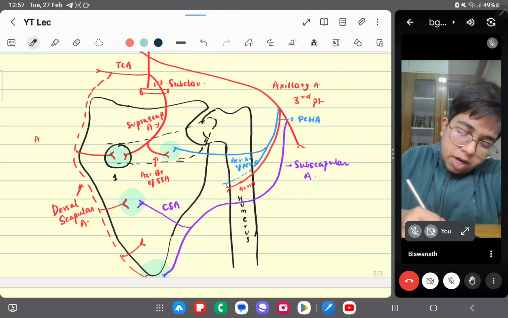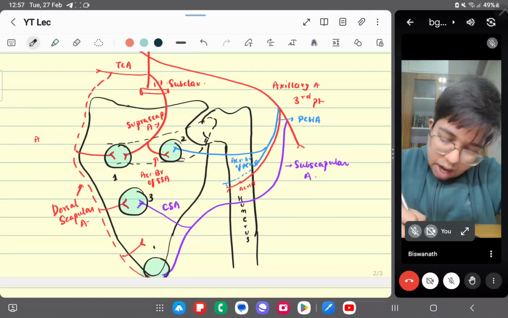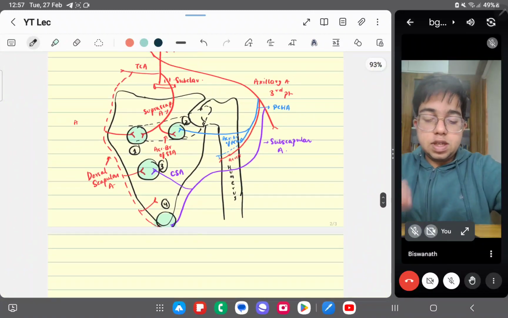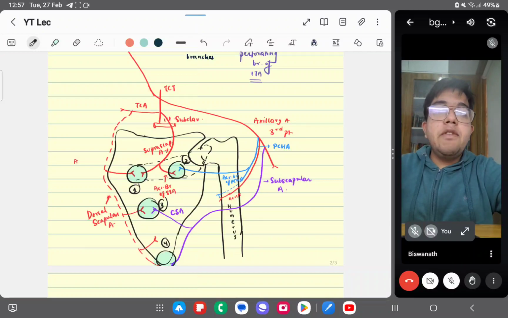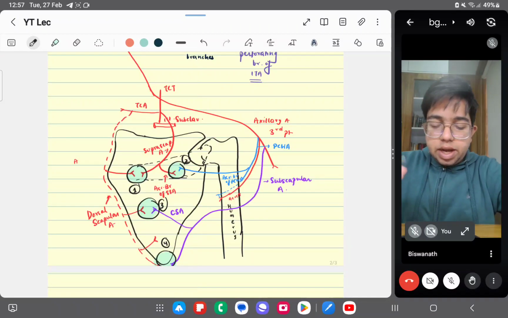So point number 1, anastomosis number 2, 3, and your 4. So we have 4 points of anastomosis in the scapula. Did you understand? Yes. Okay. If you understood this, let's move on ahead.